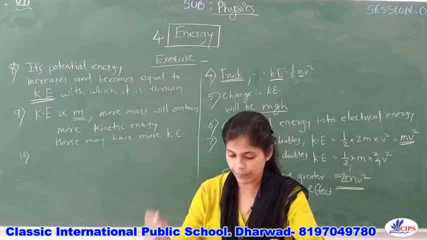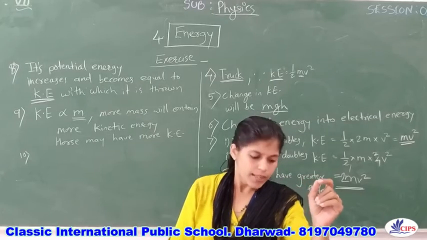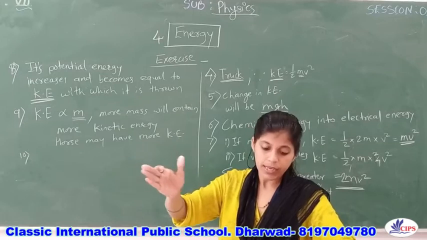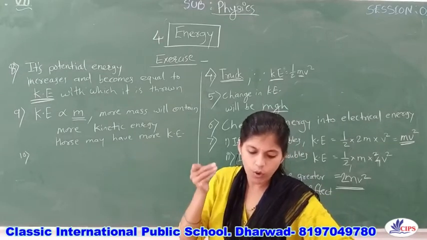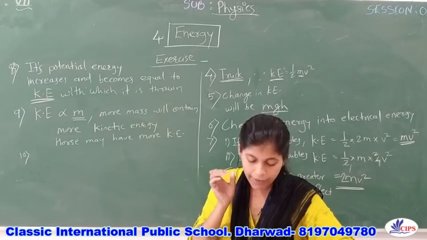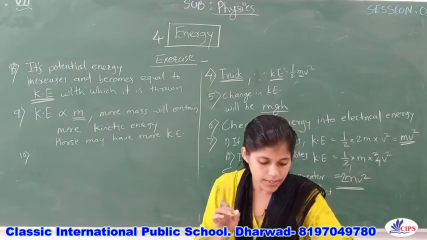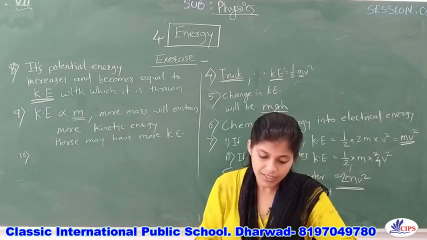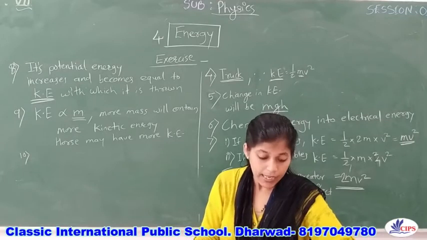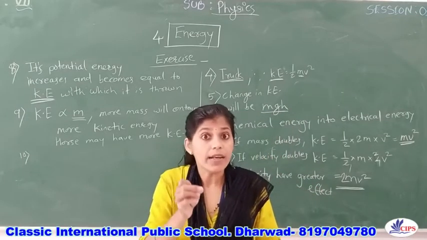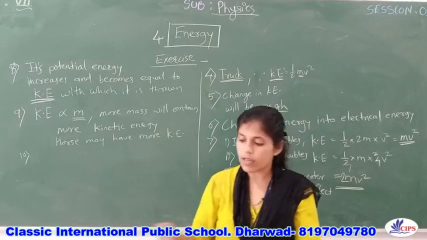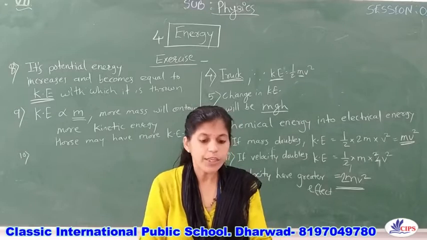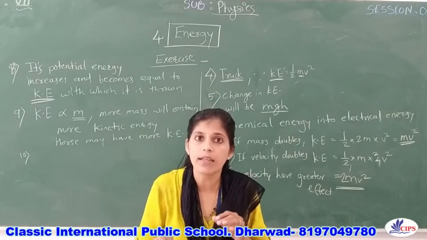Next question, the 10th one. They ask: the velocity of a body moving in a straight line is increased by applying a constant force F for some distance in the direction of the motion. Prove that the increase in the kinetic energy of the body is equal to the work done by the force on the body. So in this case, children, you need to understand first of all about work done.